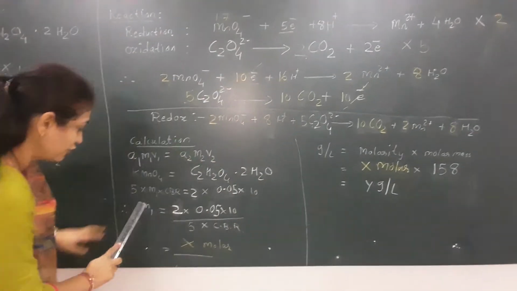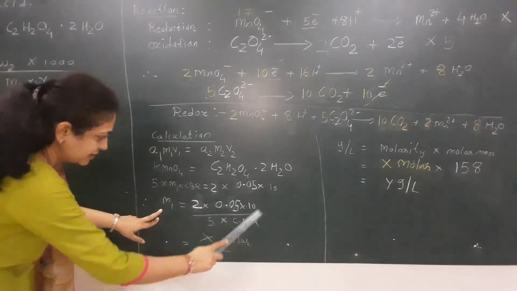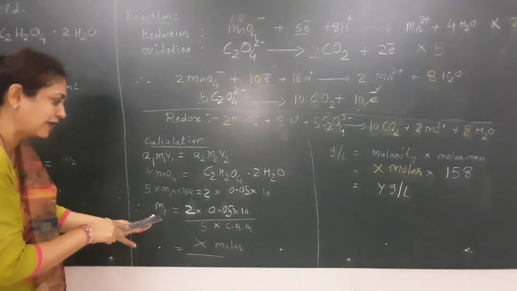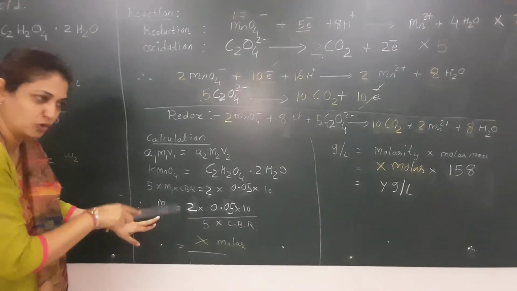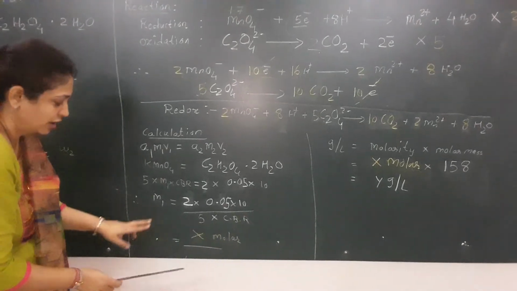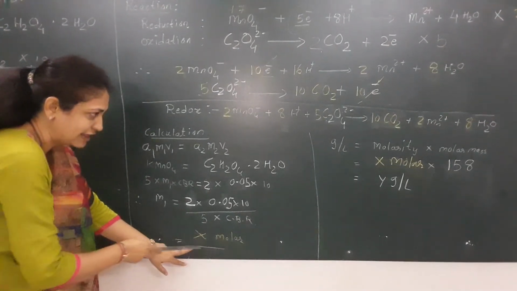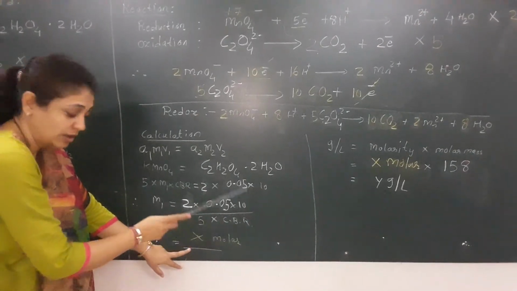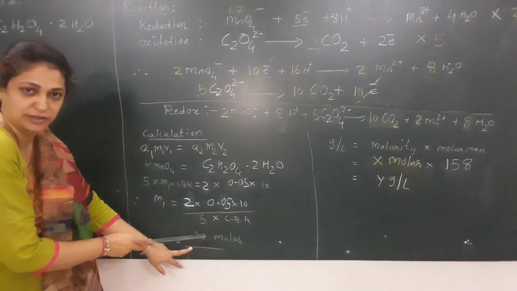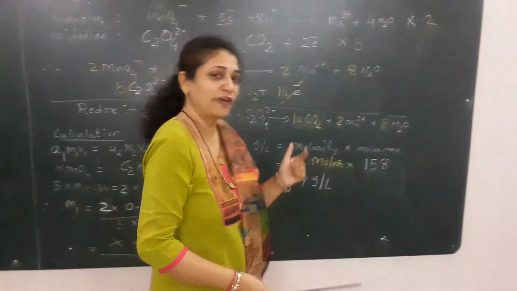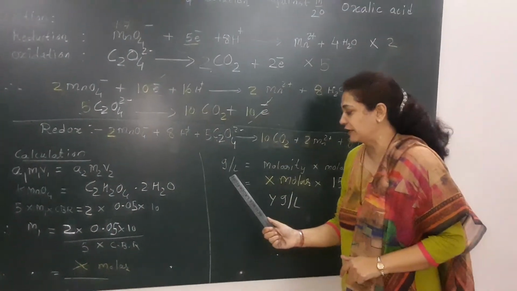So after substituting all this, I will get this equation and I will get the answer for M1. Only M1 is unknown now. CBR will be substituted. Suppose that answer is X molar. So this is the strength of the KMnO4 solution, X molar. Now the final calculation, that is the grams per liter calculation.